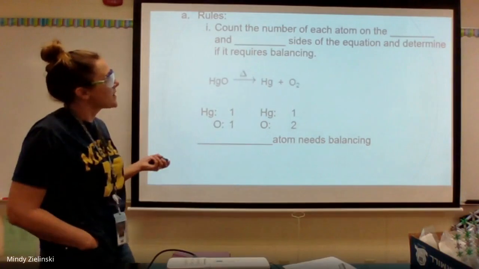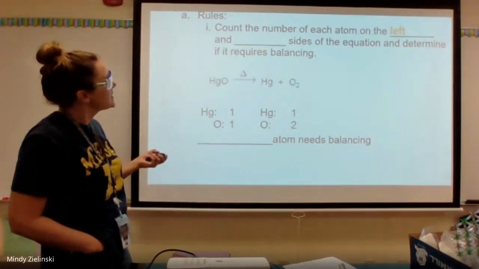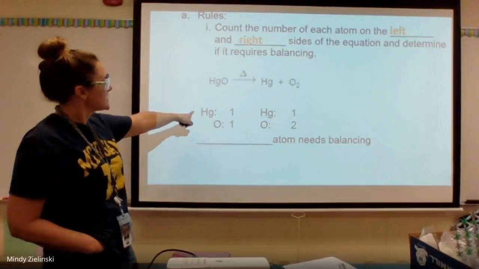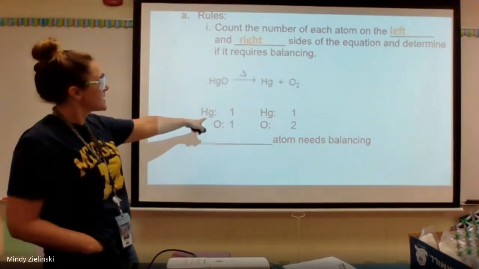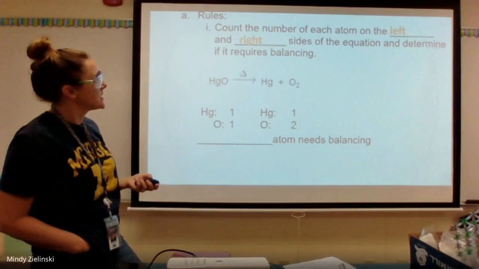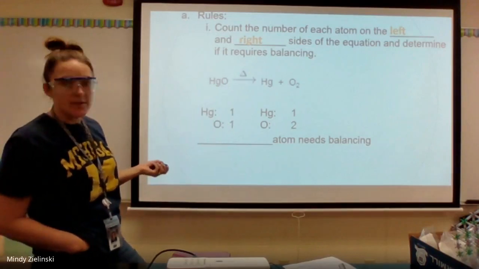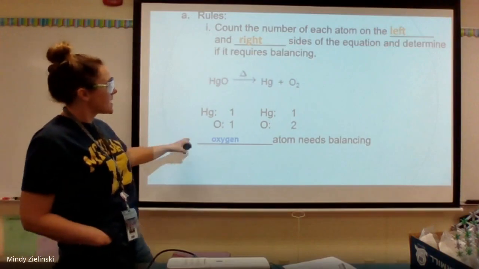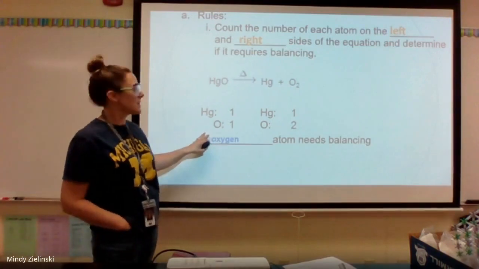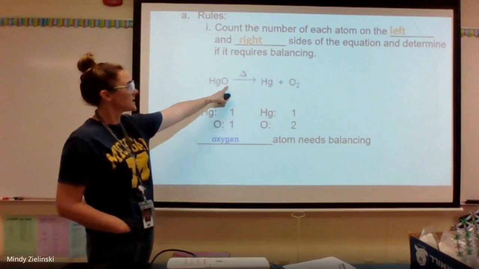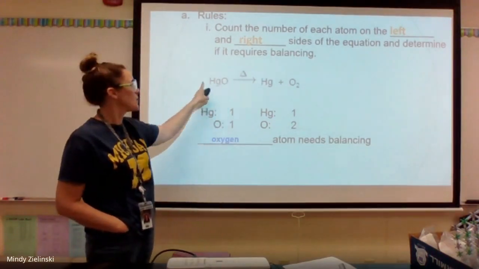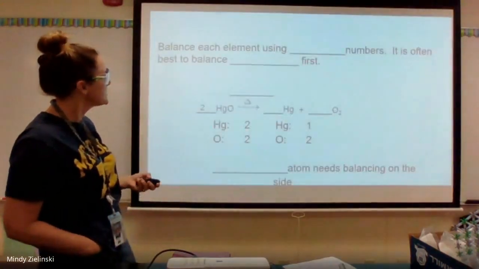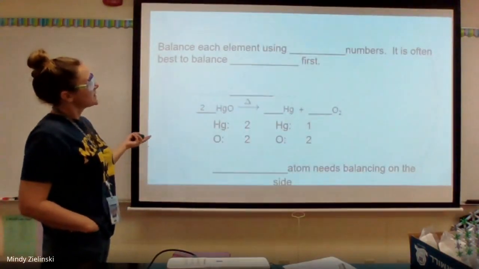Step one would be to count the number of atoms on the left and then the right-hand side. So that's what you see us doing here. We looked at mercury. We have one mercury, one oxygen. On the right-hand side, one mercury, and then two oxygens. So when I evaluate that, I need to recognize oxygen's not balanced. So there are things I have to do to balance it. What I'm not allowed to do is put a subscript down here. I'm only going to be allowed to put those really big numbers that are called coefficients. Okay, so that's what we get to next.